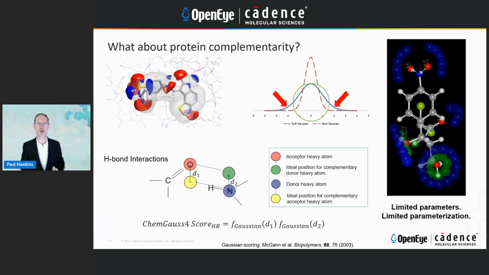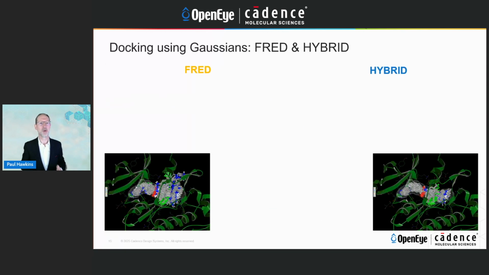Given that we're using the color model here, we have limited features in the molecule, both protein and ligand, which means we have limited parameters in the model, which requires limited parameterization for the scoring function. And that means we believe that makes the scoring function robust to being applied to proteins outside its original training set. So now we can apply this idea in a couple of different ways in 2 of our high-speed docking engines, FRED and Hybrid.